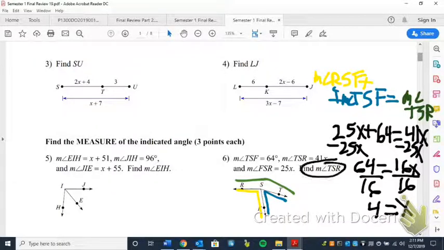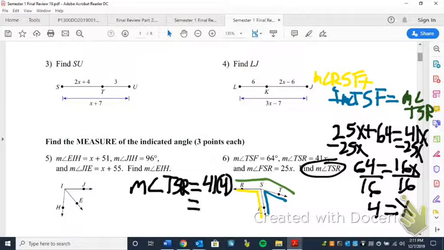Now I'm asked to find TSR. That's my big outside angle. The measure of angle TSR, I'm told, is 41 times x. I know that x is 4, so I get 164 as my answer.